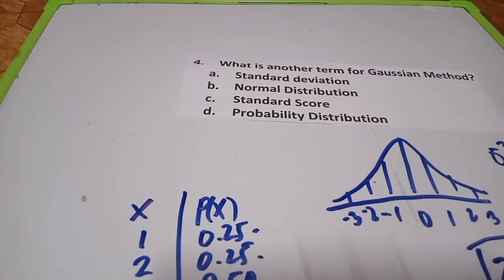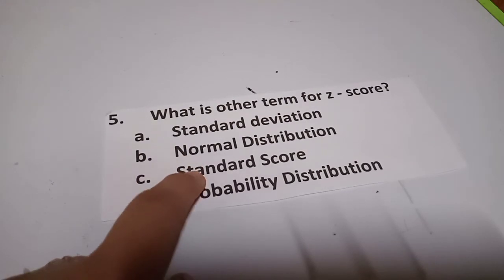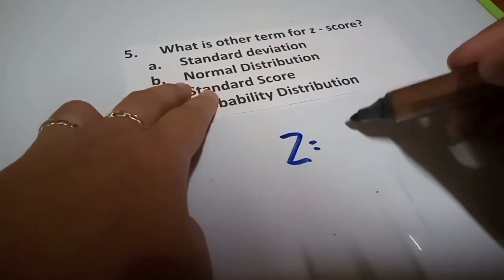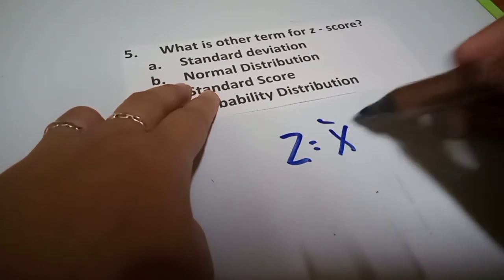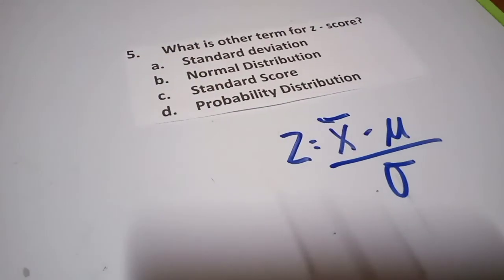Okay, let's proceed to number 5. What is another term for Z-score? Another term for Z-score is the standard score. That's what I said to you earlier, that the standard score is a Z-score. So the formula for the Z-score is Z equals X minus the mean, all over the standard deviation.